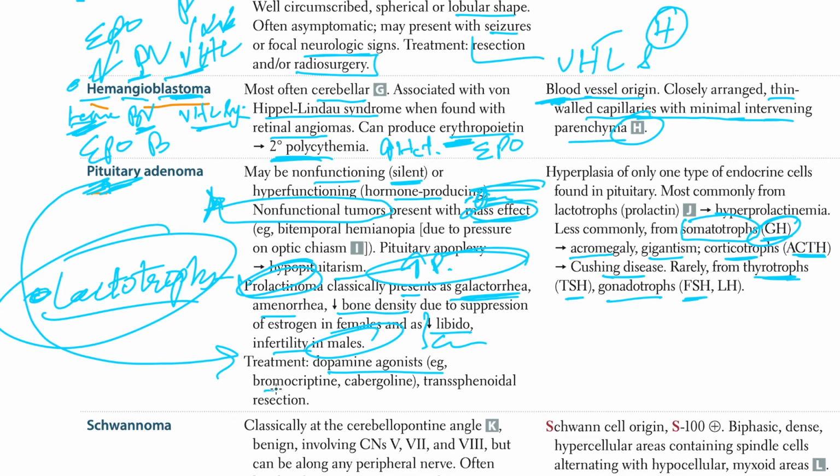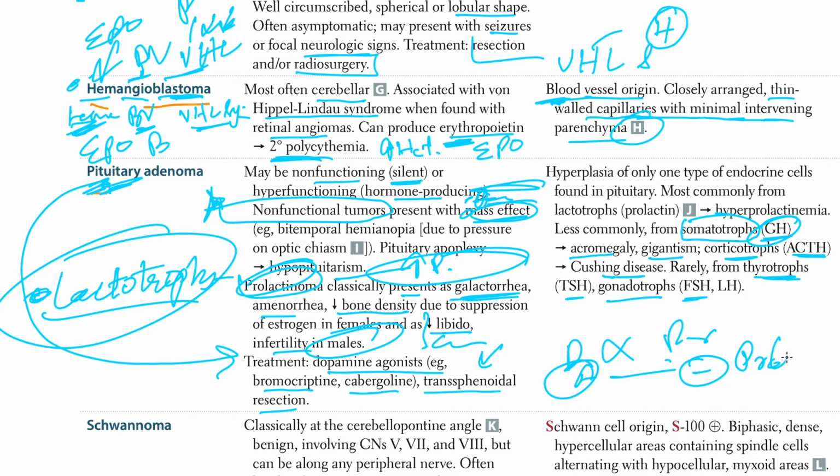The treatment of pituitary adenoma is dopamine agonists. Example, bromocriptine and cabergoline. And if it's treatment resistant, then you just go for transsphenoidal resection of the pituitary adenoma. And if you recall, dopamine was inhibiting the release of prolactin. So if you give dopamine agonists, you are going to inhibit the release of prolactin. And if it's a tumor, that might not work. So that's why you want to go for resection of it.